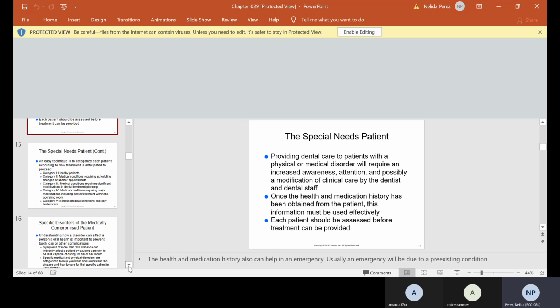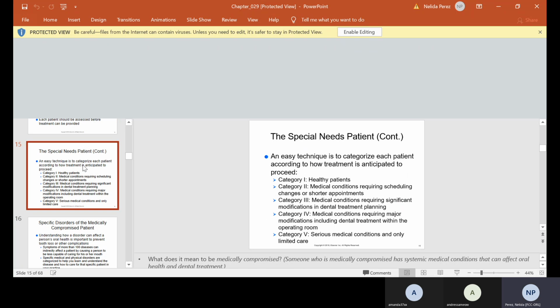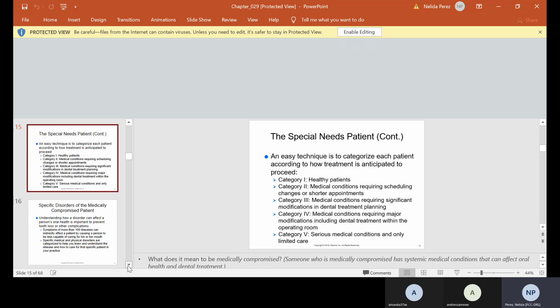Once the health and medical history has been obtained from the patient, this information must be used effectively. Each patient history also can help in an emergency. Usually, an emergency will be due to a pre-existing condition.